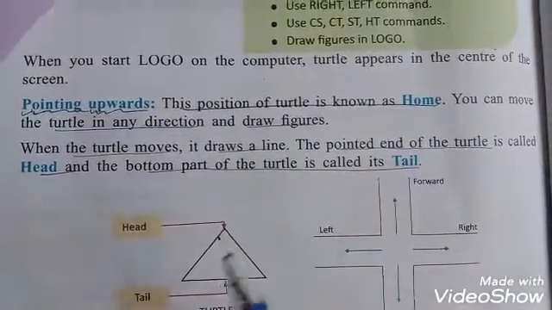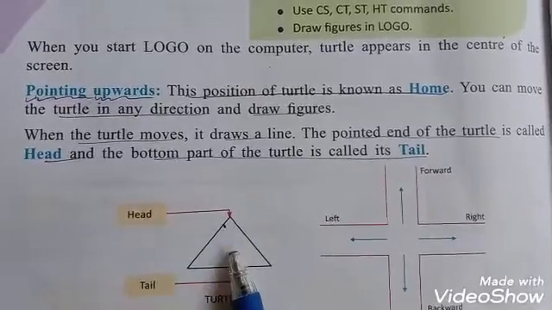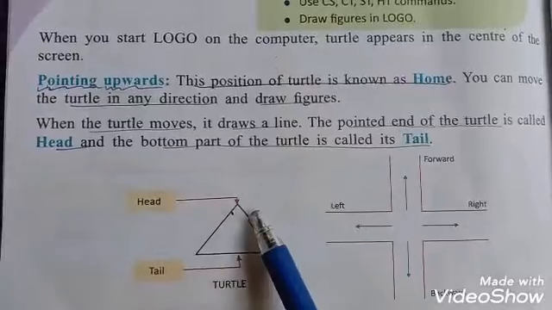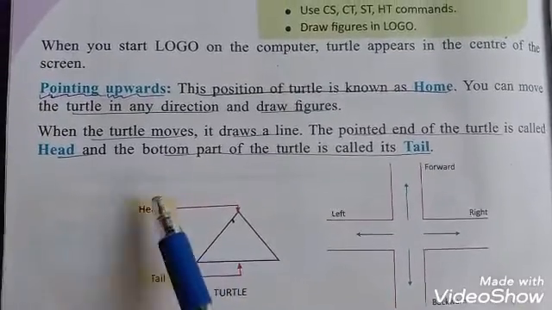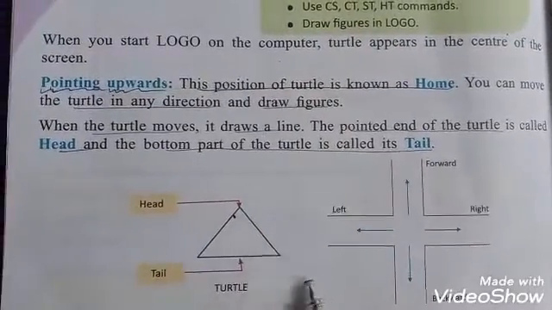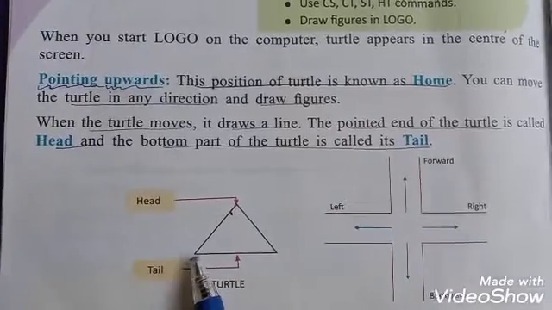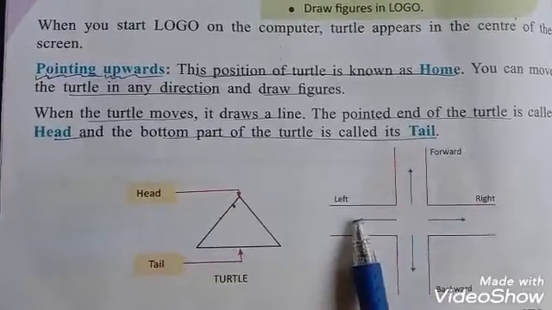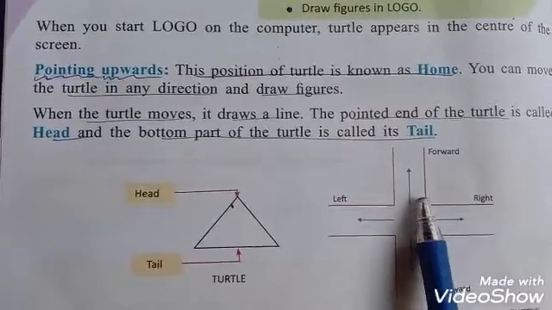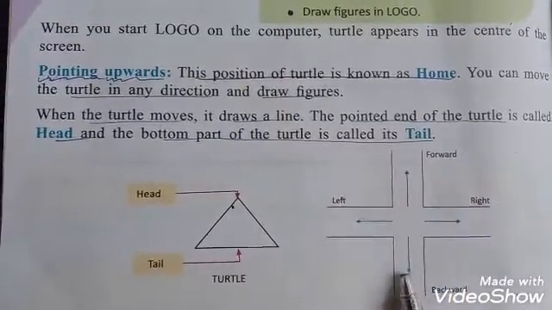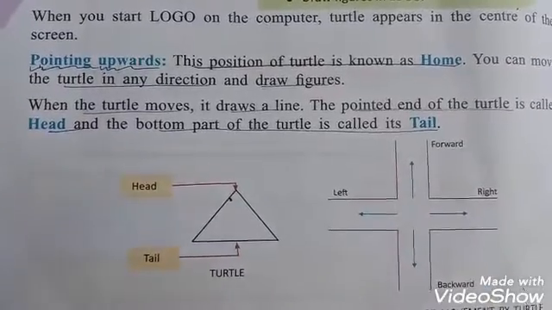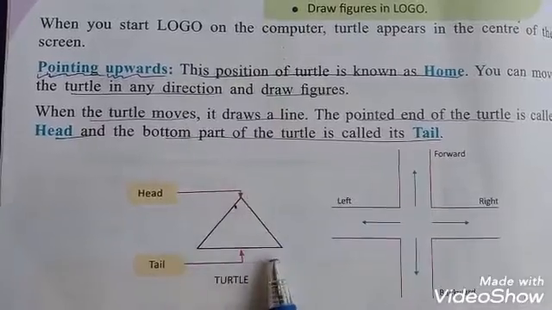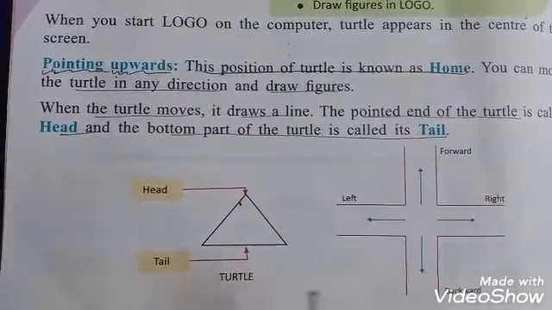When we start Logo on the computer screen, the turtle appears in the center of the screen. This position of the turtle in the center of the screen is known as home. You can move the turtle in any direction to draw figures, like forward, backward, left and right. The pointed end of the turtle is called head and the bottom part of the turtle is known as tail.